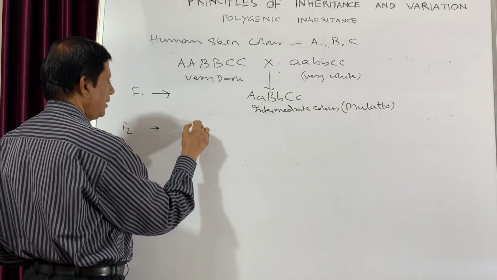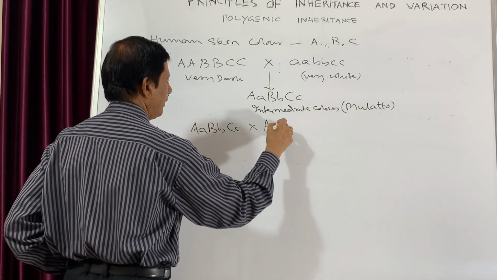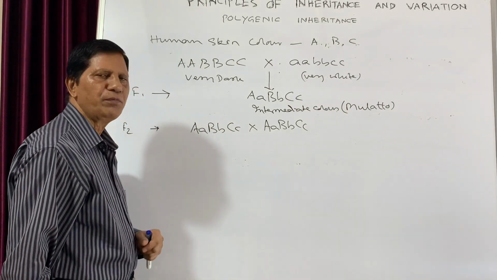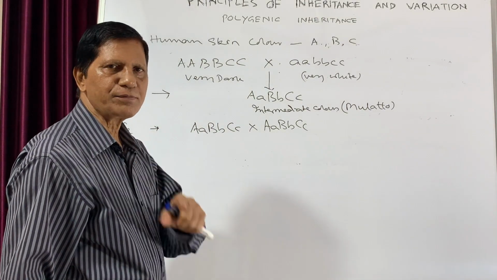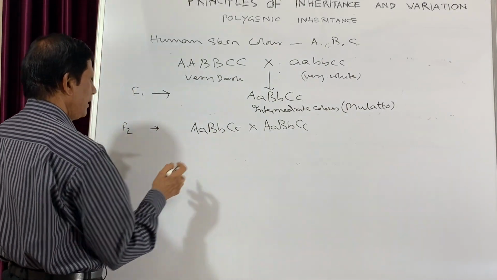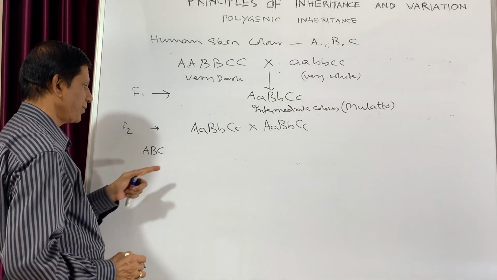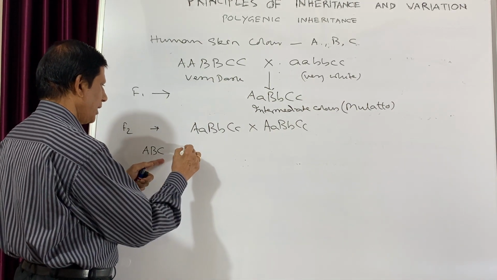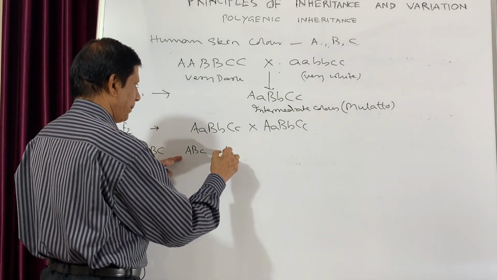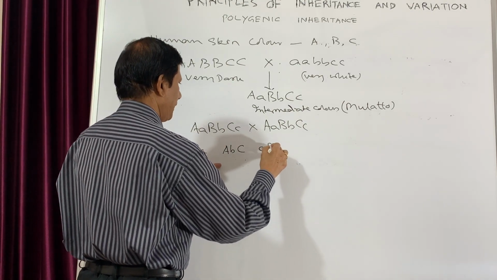In the F2 generation, suppose 2 such persons marry. Then how many types of gametes will they form? They will form 8 types of gametes. What are the 8 types? You see, what are the different 8 types? One is capital A, capital B, capital C. Then 2 dominant genes: capital A, capital B, small c. Then capital A, small b, capital C. Then small a, capital B, capital C.